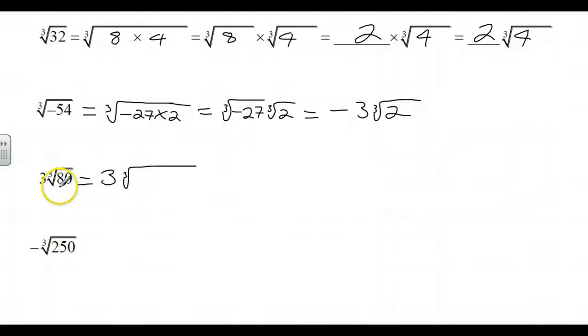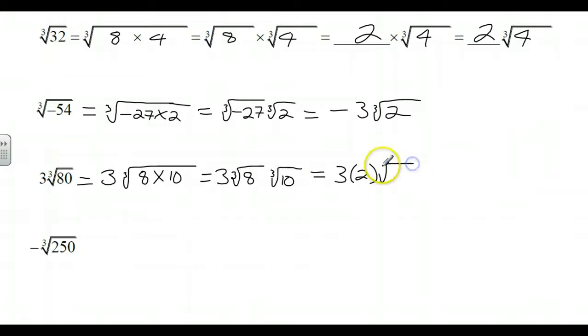Okay, 80 is 16 times 5, but 16 is a square, not a cube. And the cube is actually 8, so it's 8 times 10. You notice there's no perfect cubes that go into 10 because 8 is actually the first perfect cube. 3 stays in front. We now split the product of 8 times 10 into individual roots. The cube root of 8 is 2. And then we have cube root 10, and this is 6 cube root 10.